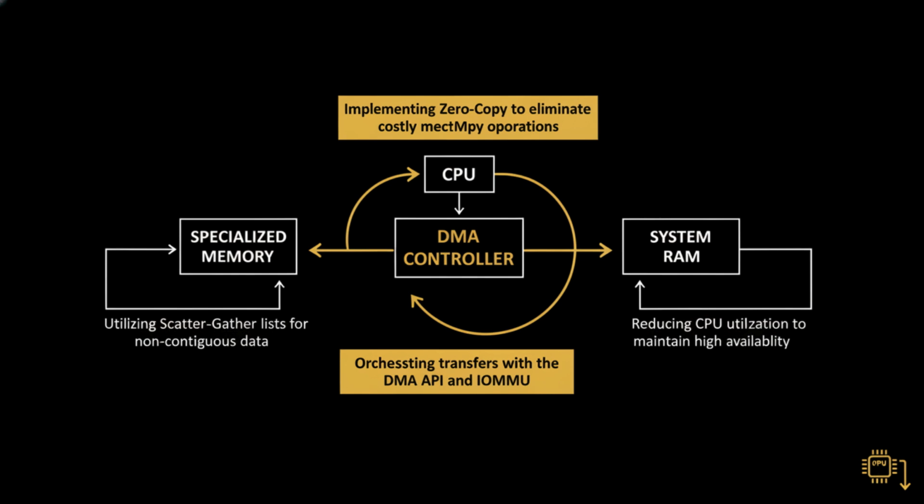This effectively doubles our throughput and significantly reduces CPU utilization, which is vital for maintaining high availability under extreme loads. We will look at DMA map-SG and how it interacts with the specialized memory controller.